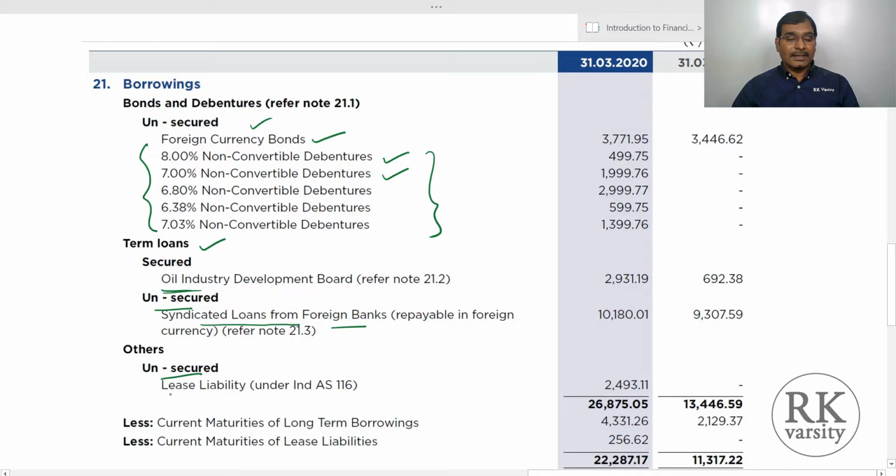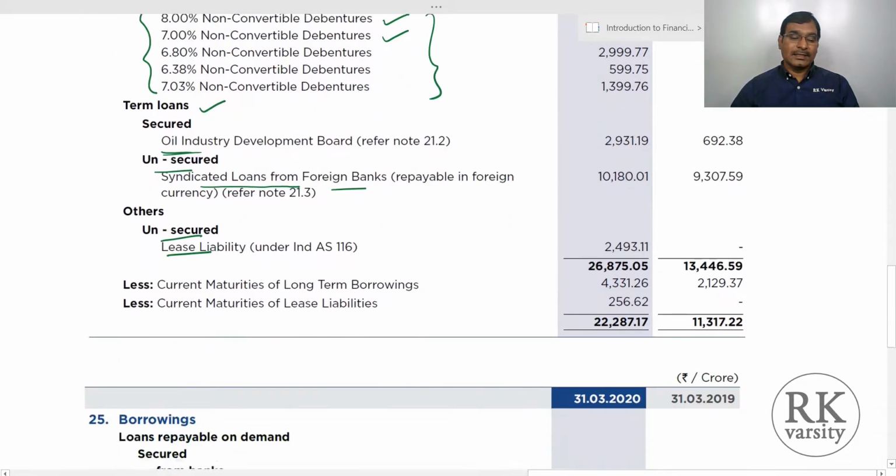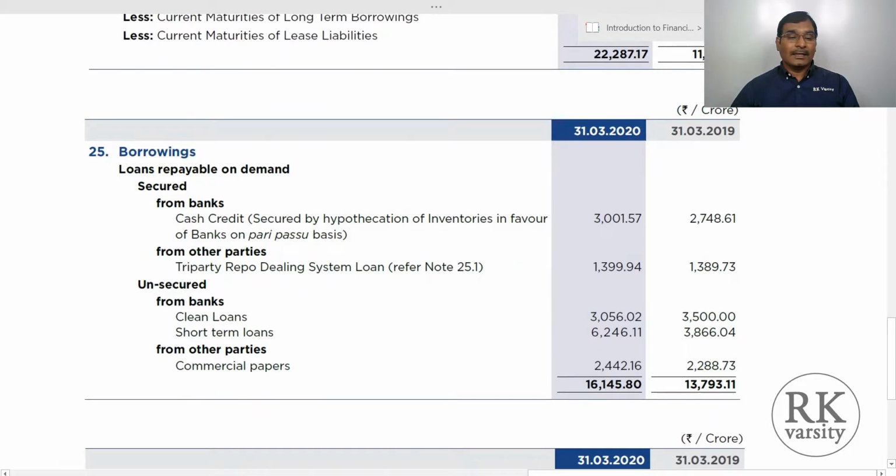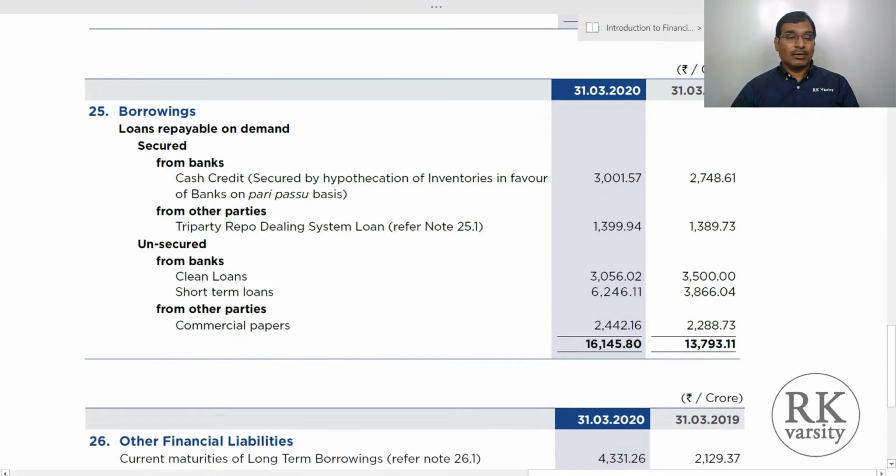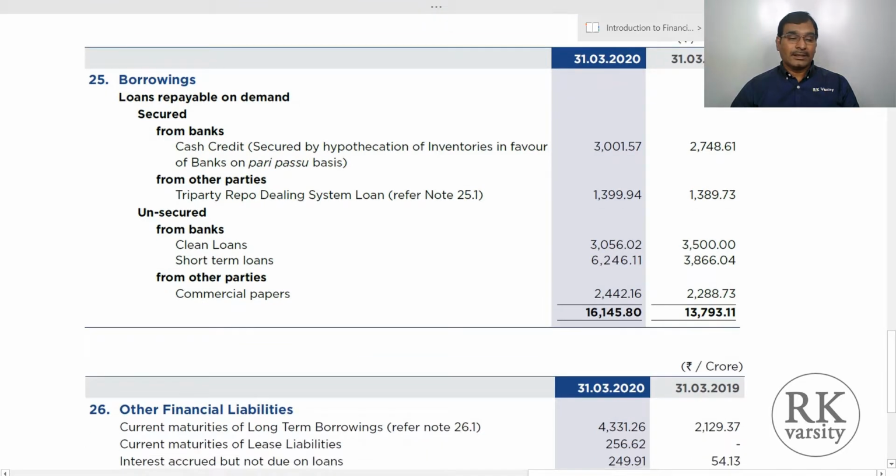Then other unsecured loans like lease liabilities, and borrowings. Also we have loans repayable on demand, secured; these are all current liabilities. So cash credit which you borrowed, you have to pay, tripartite repos, clean loans, short-term loans. All these borrowings need to be repaid within 12 months. So these are the current liabilities.